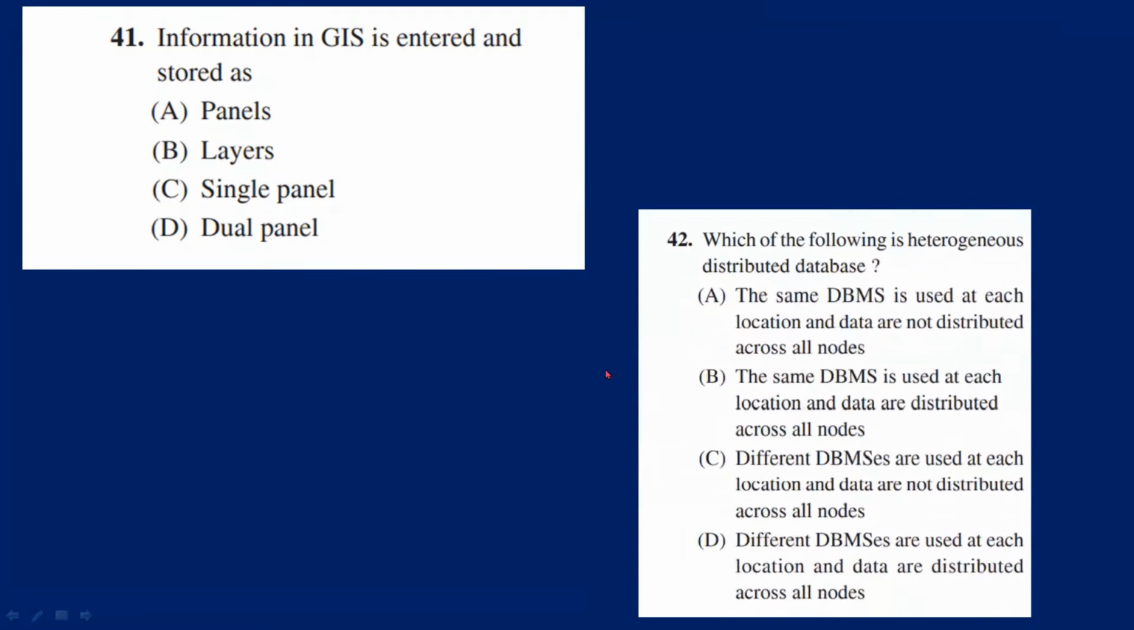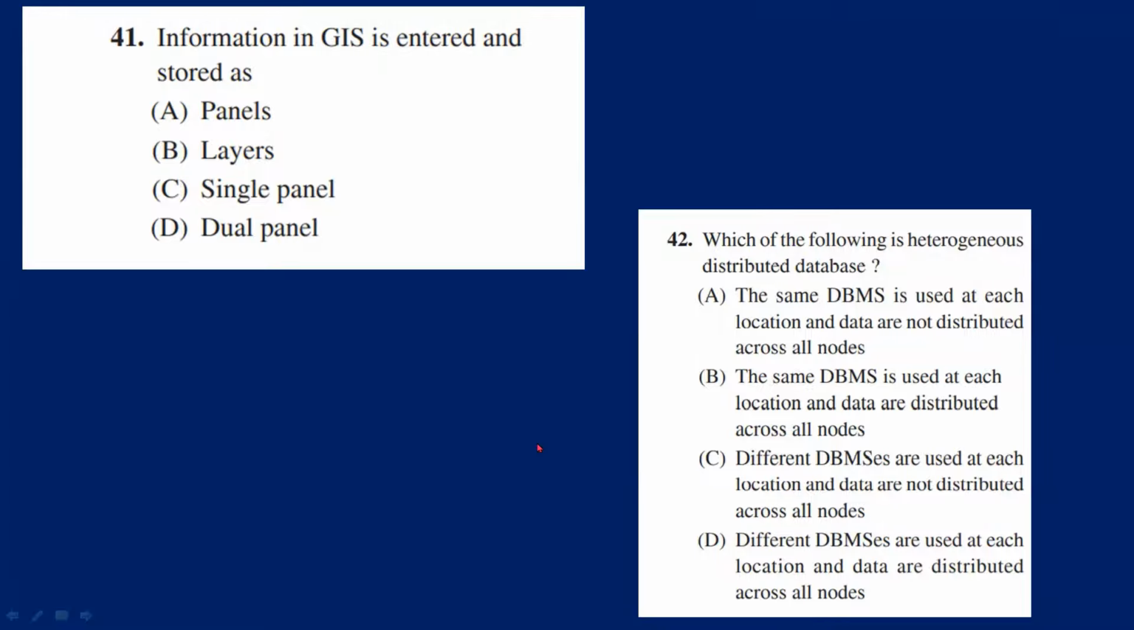And which of the following is a heterogeneous distributed database? So there are two types of distributed databases: homogeneous distributed database and heterogeneous distributed database. Okay, in both homogeneous and heterogeneous, the data will be distributed across all the nodes because it is a distributed database. But in the case of a heterogeneous distributed database, different DBMSs will be used at each location.